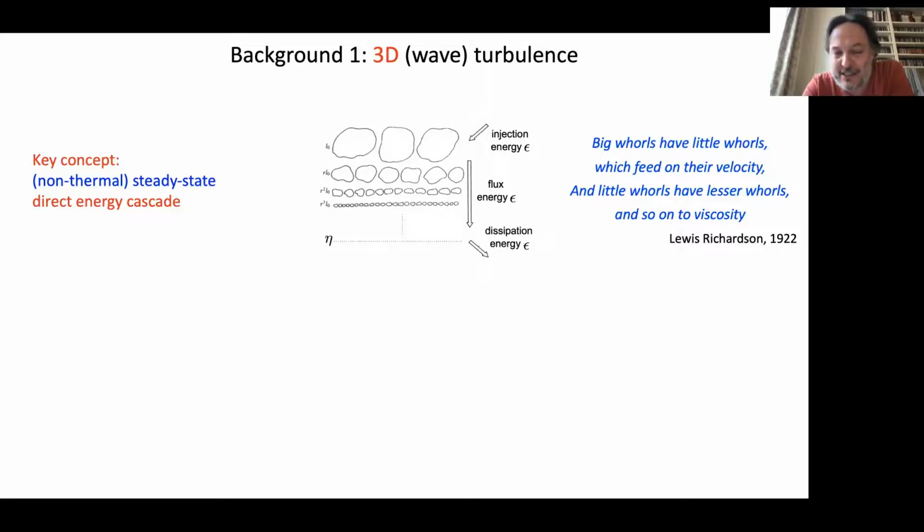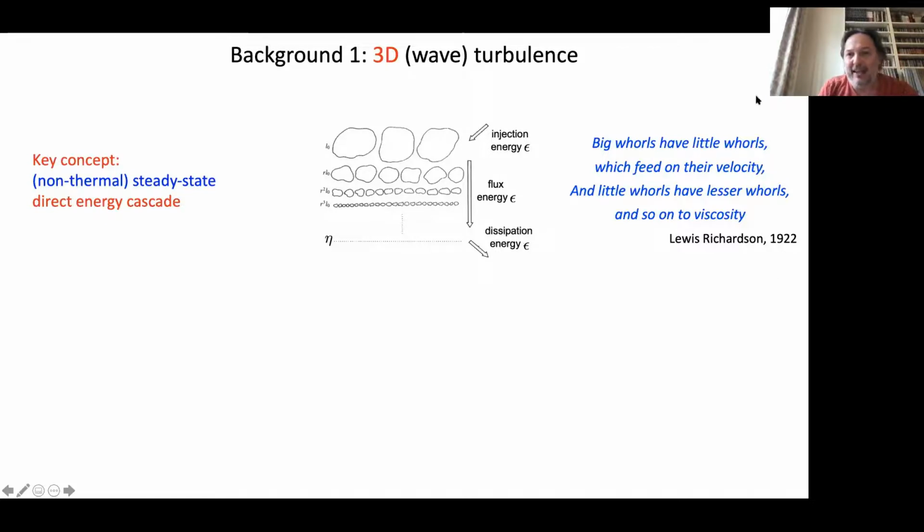And the key concept is the so-called cascade of energy, or could be some other excitations, across length scales with some scale-invariant fluxes. This is for the direct energy cascade, which was conceptualized by Lewis Richardson, who was a mathematician and also cared about the weather. In this poem, he actually paraphrases Jonathan Swift: big worlds have little worlds which feed on their velocity, and little worlds have lesser worlds, and so on to viscosity.